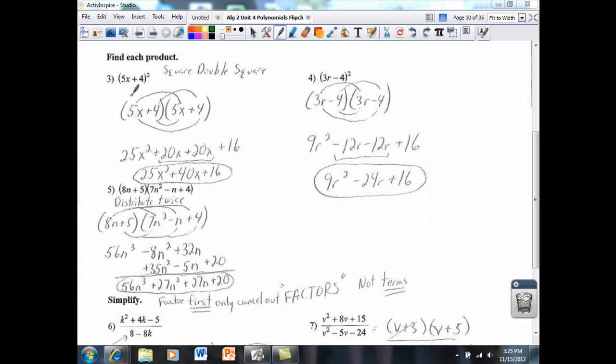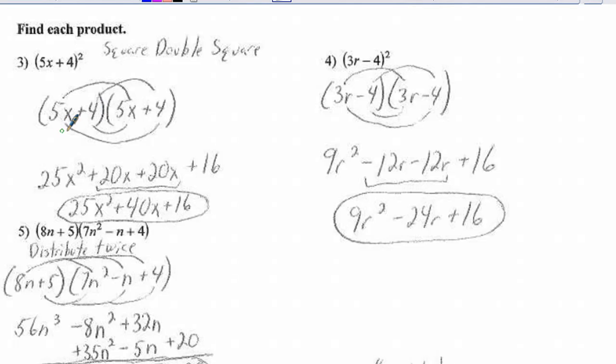Okay, number 3, we are squaring a binomial. So one way of doing this is just write out the problem twice: 5x plus 4 times 5x plus 4, and you do FOIL. There is a shortcut. With enough practice, you can probably eliminate this step and get your answer. Your answer is always going to be a trinomial.